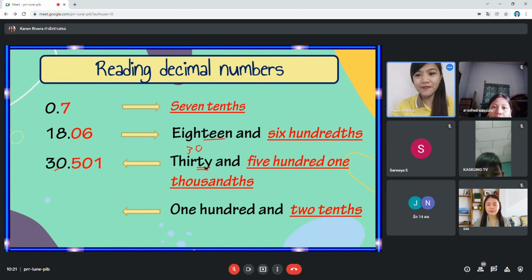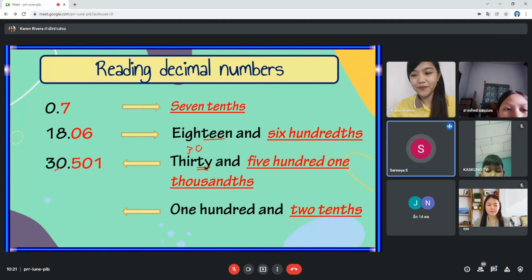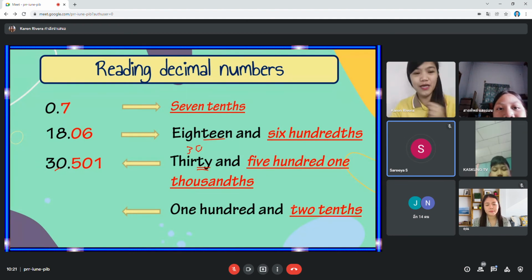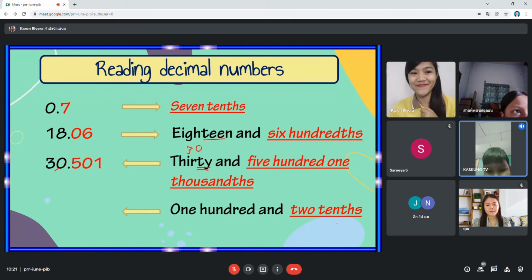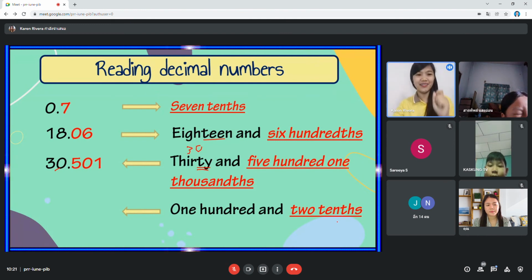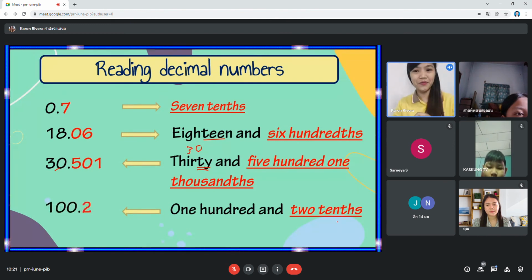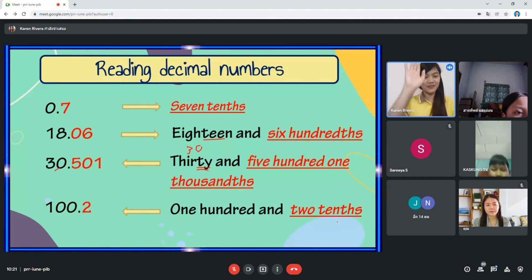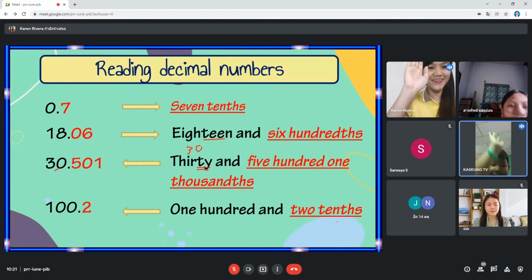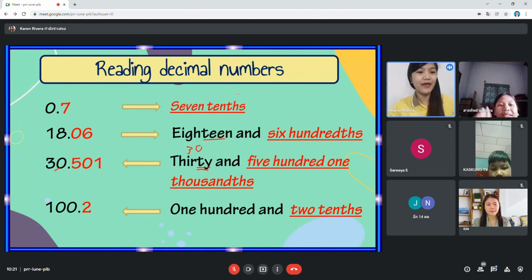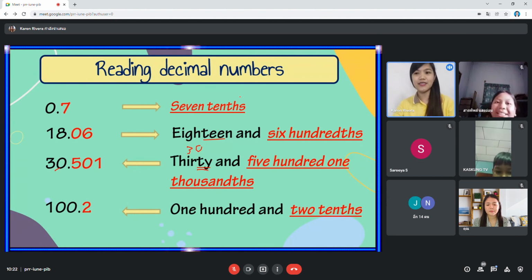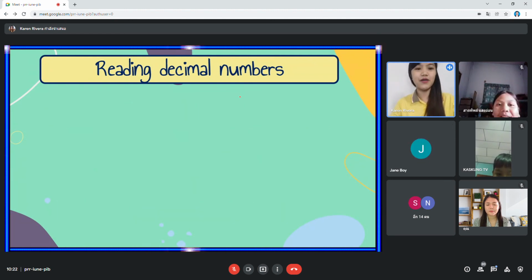Can you read it again? 102. 10. 2 tens. Let's see if you are correct. 1, 2, 3, go. 102 tens. Who's correct? Very good. So, if you are all correct, plus 10. Okay? Plus 10. Next. This one.